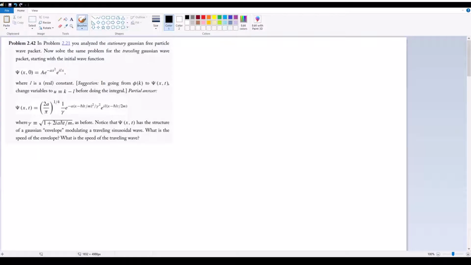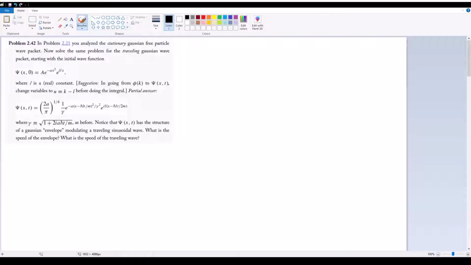Okay, problem 2.42 is yet another one of those really mathematically intensive problems, so strap yourselves in for a very long derivation process. In problem 2.21, we were given the stationary Gaussian free particle wave packet. Now we want to solve 2.21 using a traveling Gaussian wave packet instead.